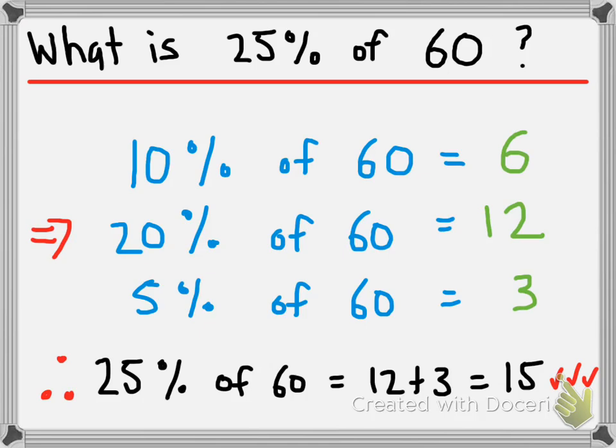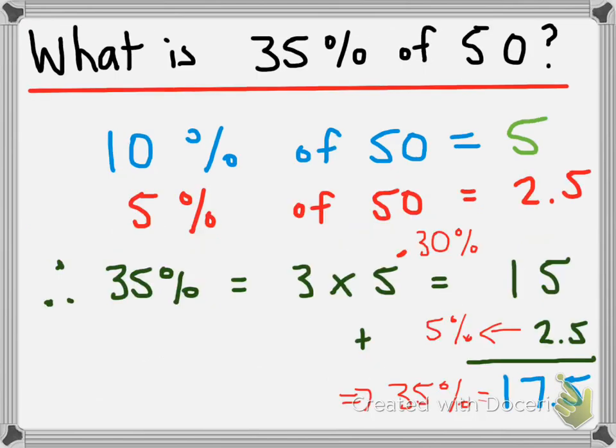So here's an example. What is 25% of 60? Well, using the 10% method, I'm going to find 10%, that equals 6. I'm going to double it, so 20%, well that equals 12. And then to find 5%, I halve the original, so that was 3. So therefore, 25% of 60 is equal to 12 plus 3 equals 15.